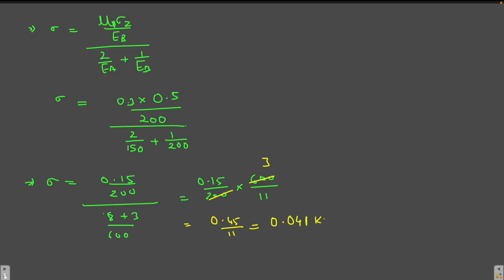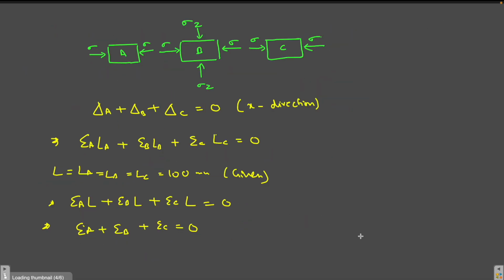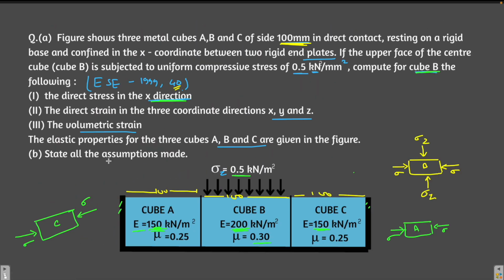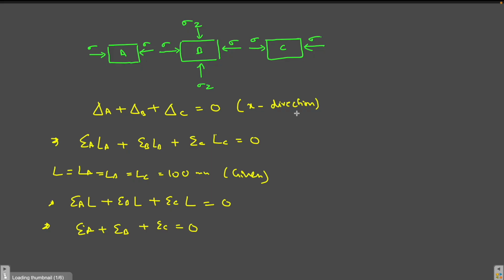0.04, and this will come out to be in kilonewton per meter square, because everything is given in kilonewton per meter square. So the first part of the question is done. We have found out what is sigma. Part A is done, the direct stress in x direction we have found out. Now we have to find out the direct strain in the three coordinate directions x, y and z.